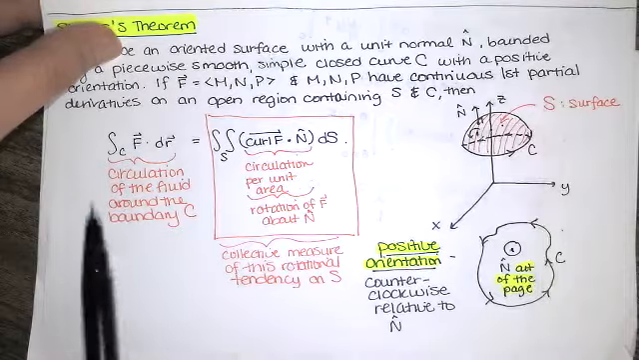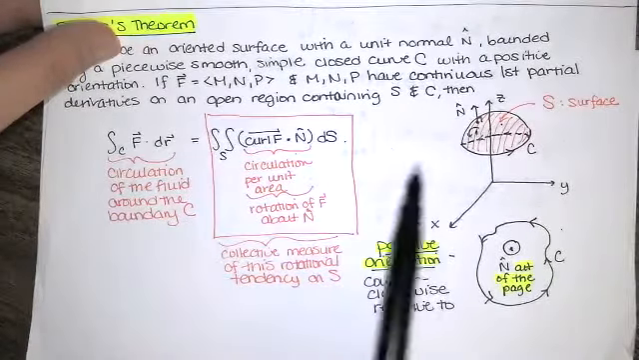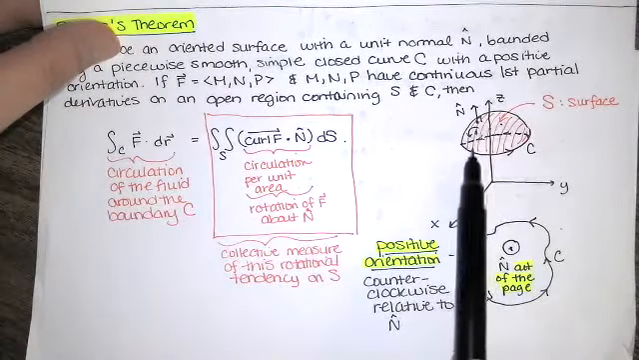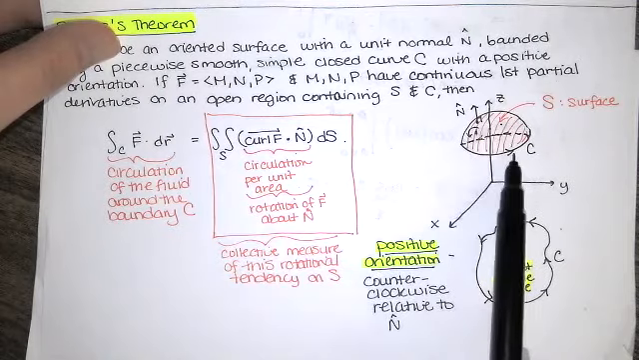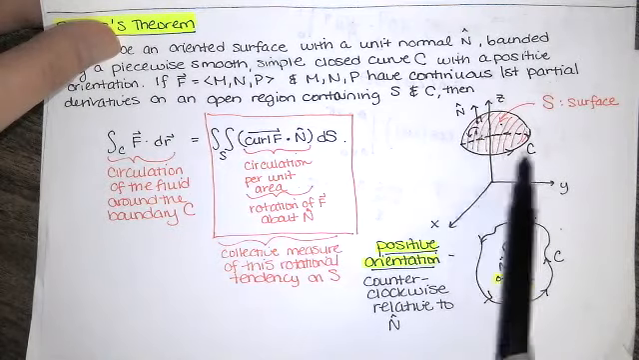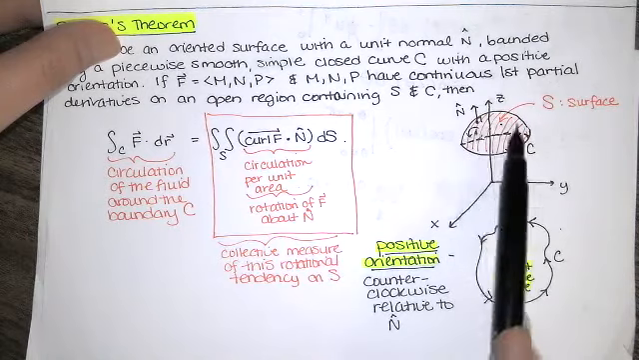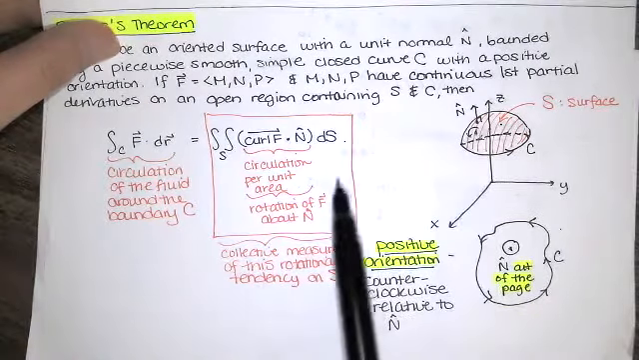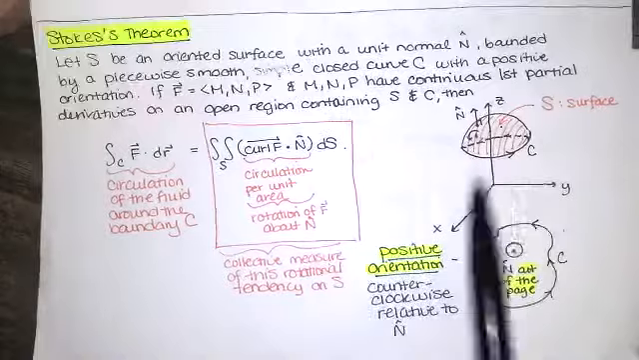Turns out to be exactly the same thing as the circulation of the fluid around the boundary. So somehow what's happening on the boundary is completely determined by what happens inside. And what happens inside is determined by what happens on the boundary. I think that's pretty cool.